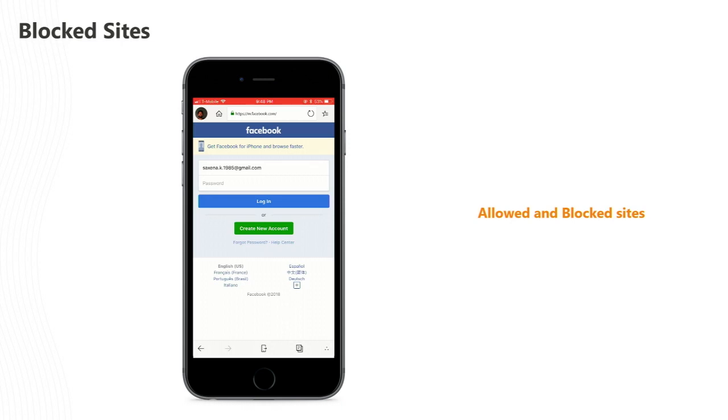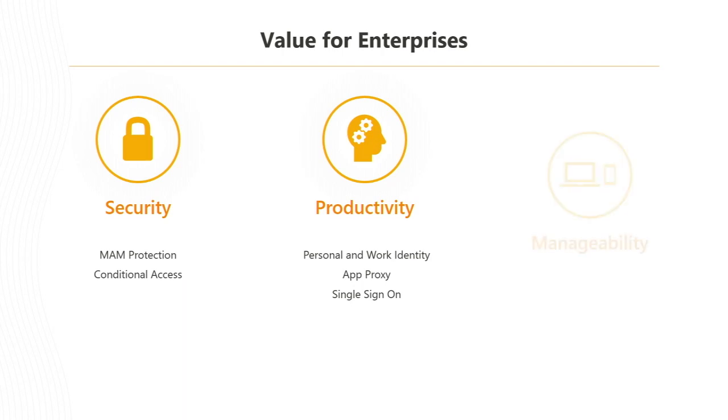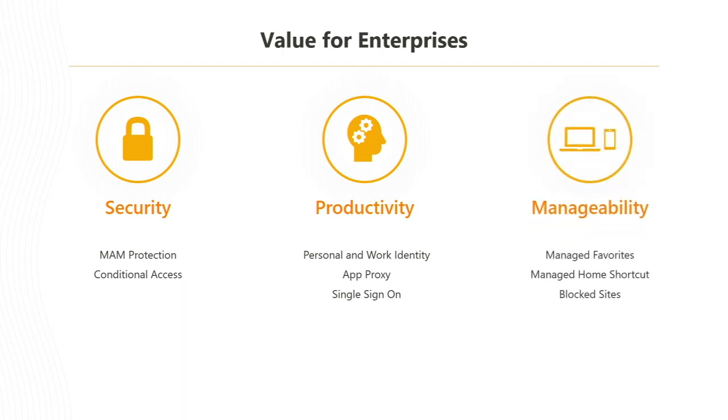And what we've heard from our private preview is this really makes our customers comfortable with actually using allow and block lists, because their users will still use this managed browser. They still love the experience, but you have the ability to really keep your corporate data separate and protected. We find this has a lot of the traditional value for enterprises that the managed browser did when it comes to MAM protection, enabling EMS conditional access policies, having single sign-on, and things like personal or app proxy. But we also add in the ability to have managed favorites, a managed home shortcut, block sites, and that very key personal and work identity.